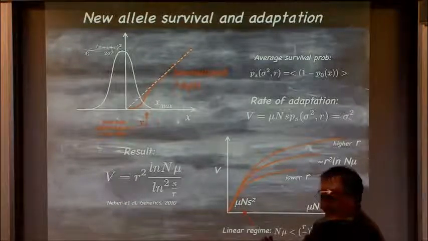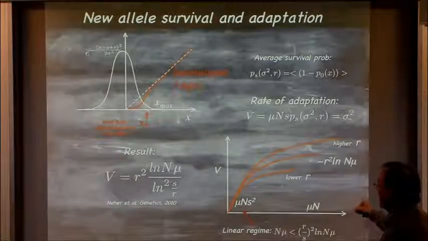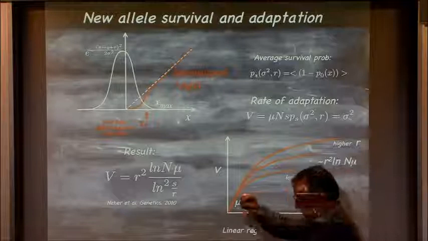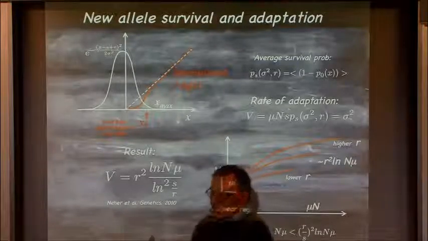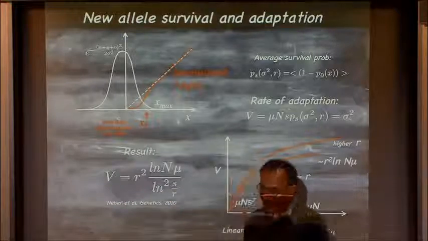Technical and subtle issue. So mathematically, we cannot push this calculation through the limit of rate of recombination smaller than benefit of a single allele. It's a technical little thing.